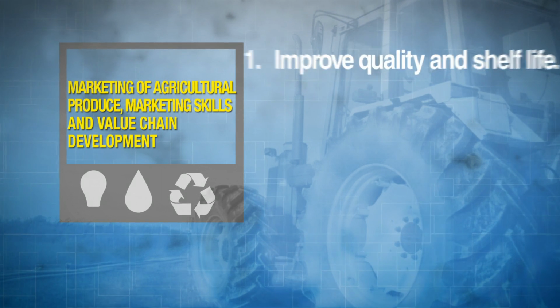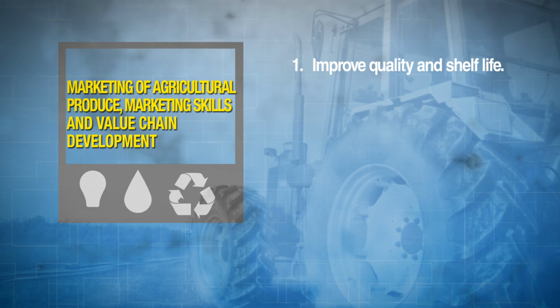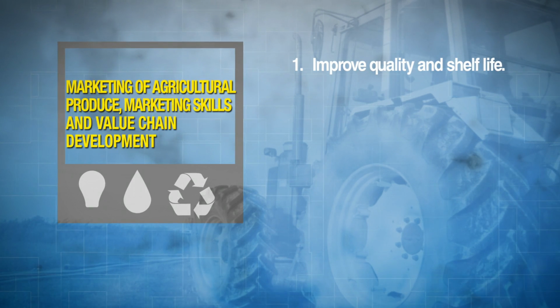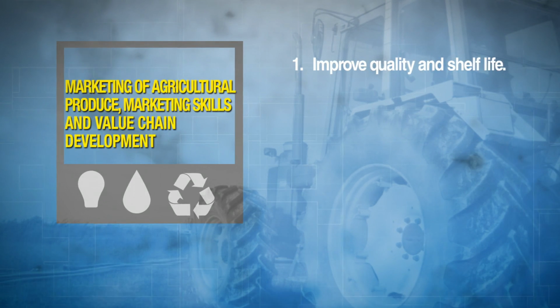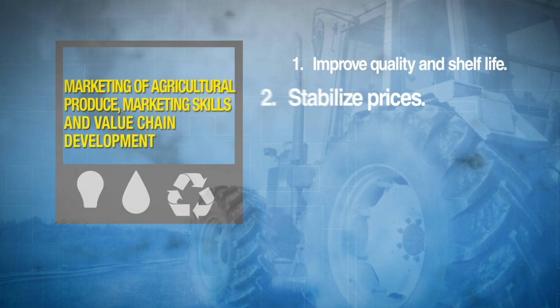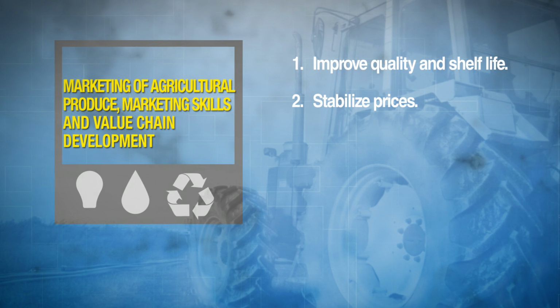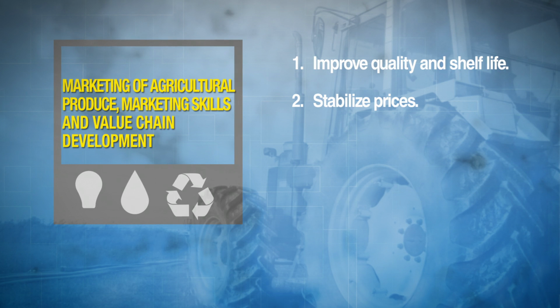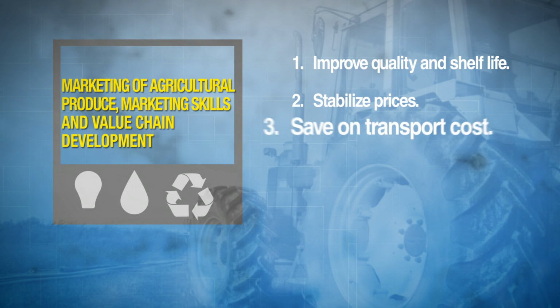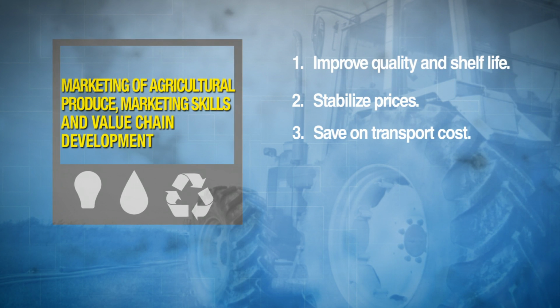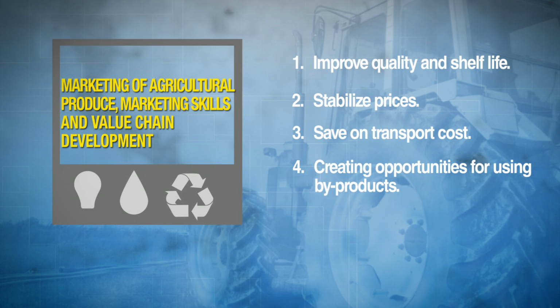1. Improves quality and shelf life for the raw agricultural produce. 2. Improves and stabilizes prices for agricultural produce. 3. Save on transport cost by delivering high-value, low-volume products. And finally, creates opportunities for using byproducts as inputs in other farm operations such as animal feeds, manure, and fuels.